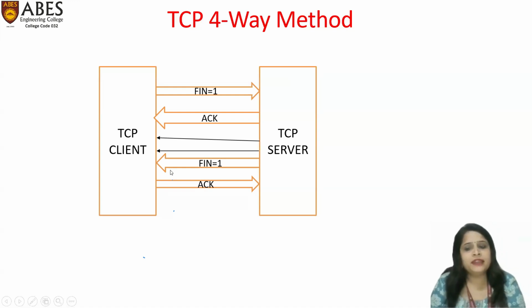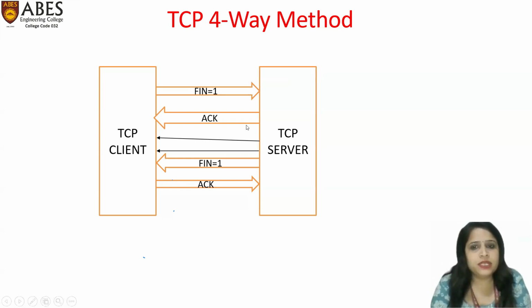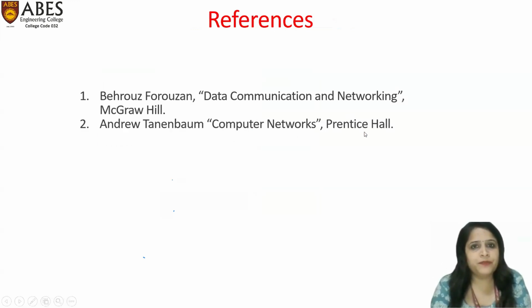In that case, both client and server cannot send data to each other, but they are both able to send acknowledgements to each other. Right? So this is the connection termination phase of TCP.